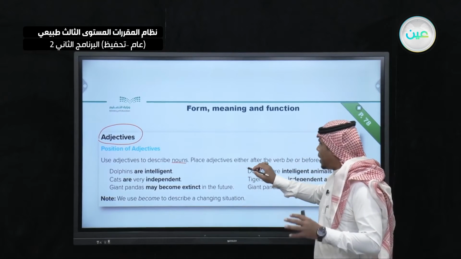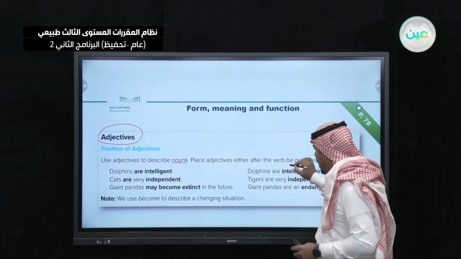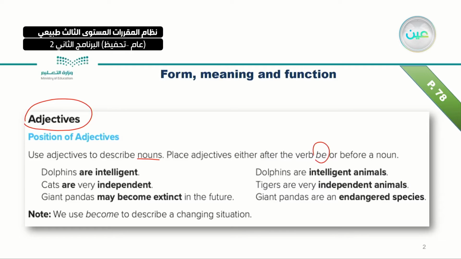Place adjectives either after the verb be, or before a noun. And when we say be, you should remember this: is, am, and are. So here, use adjectives to describe nouns. Place adjectives either after the verb be or before a noun. Let's see the examples.